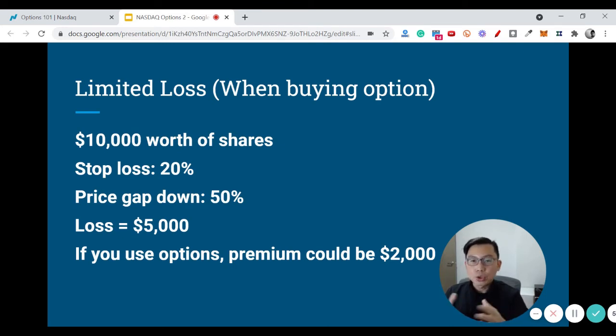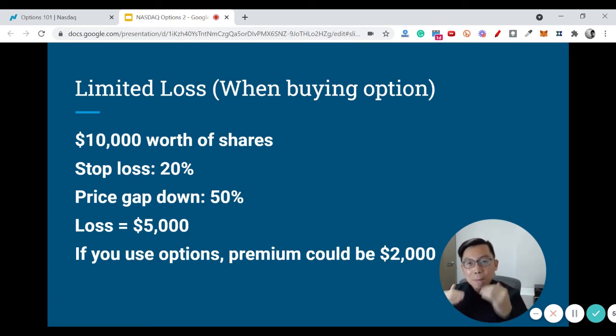But sometimes, due to earnings or some fundamental reasons, the price could get down suddenly. Let's say you enter at $100 a share, but the next day, when the market opens, it gets down to $50. You are facing a loss of $5,000. In the worst case scenario, the company could just collapse due to fraud and you could lose 100% of your capital. But if you use options, the premium you pay could be just $2,000, and that is the max loss.